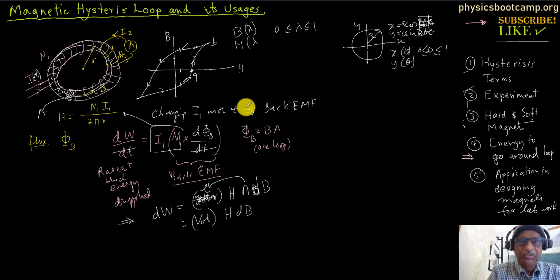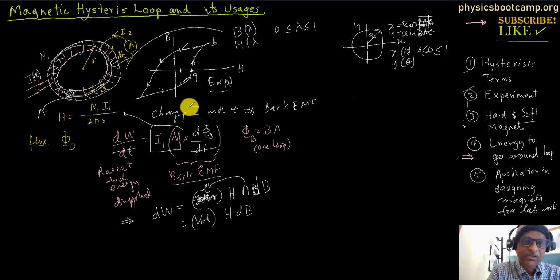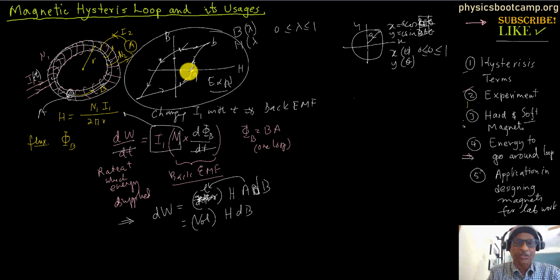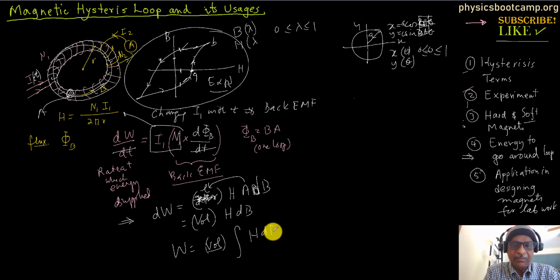You can do a similar parameterization for this, because this is experimentally determined now. So you have access to this and are trying to figure out how much energy it took. Okay, so you can see I can go around and do this integral. Volume is outside, H dB in the loop. I go around the loop. So this should be the answer.